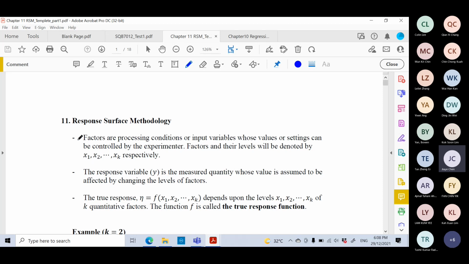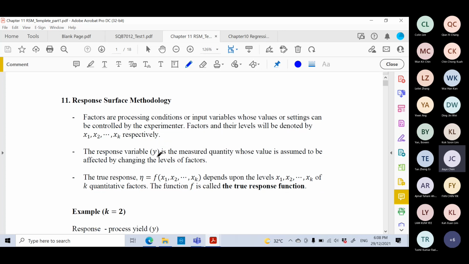Okay, so this one is what we have here, because we want to identify the important factors and then put them in the equation. So the response variable is your y. It means that before that, you also observe that your y is your response variable, or your observation you have is a measured quantity whose value is assumed to be affected by the changing of the level of the factor.